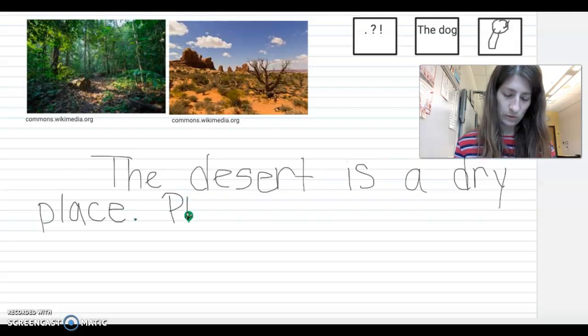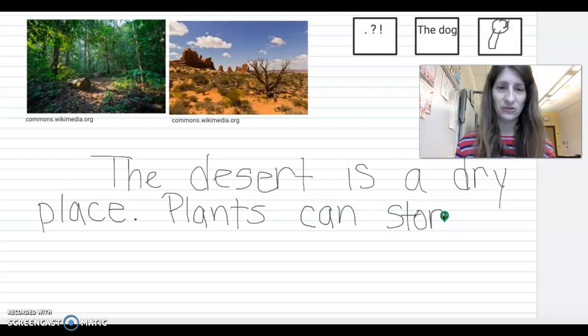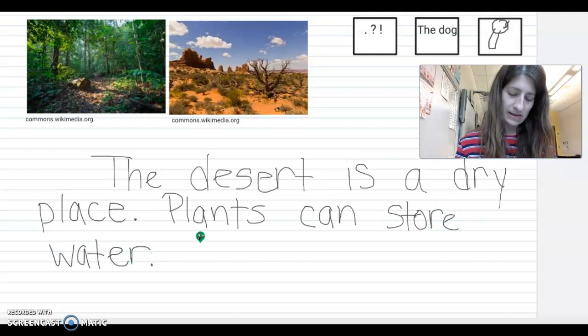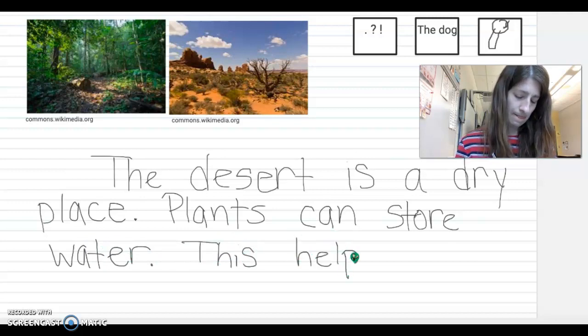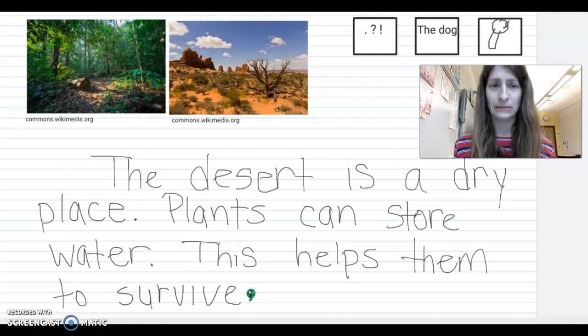Plants can store, not store like tienda, store like quedar adentro. Plants can store water. This helps them to survive. I added 2 details to my story because I had a lot to explain.